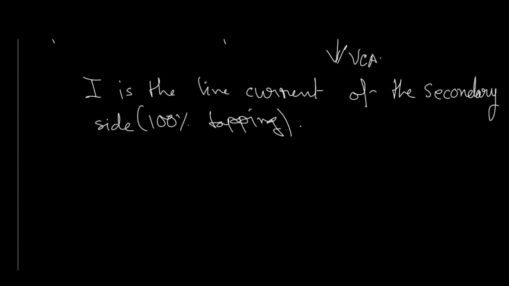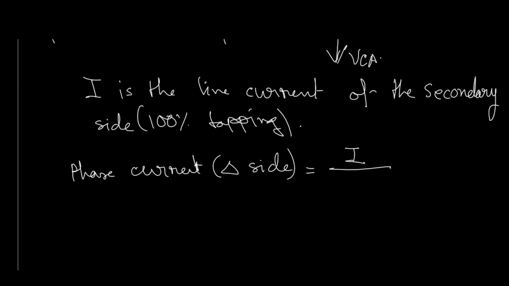Now, what is the phase current? Delta side is our secondary side, so delta side is how much? I by root 3, right? Now, the I by root 3, the power factor angle is how much? It is unity power factor. At first problem, it is unity power factor.